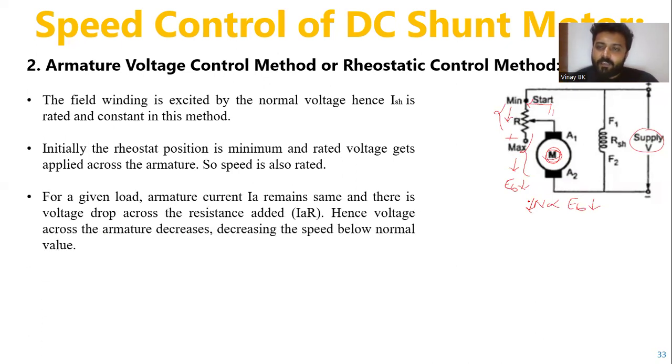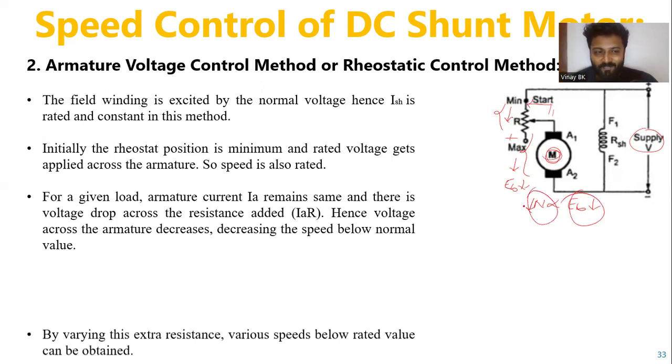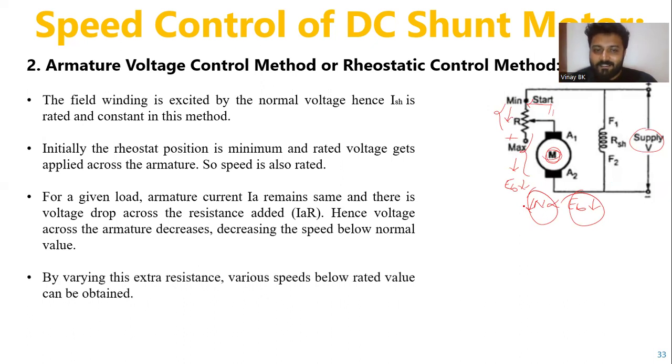Similarly, for a given load, if you increase the value of the rheostat, Ia will be the same because it is a series connection. But the voltage drop is divided between the rheostat and the armature. If you increase the rheostat value, the voltage drop across the armature decreases, and the speed also decreases, below the rated speed. That is why, by varying this extra resistance, you can control the speed below the rated speed.